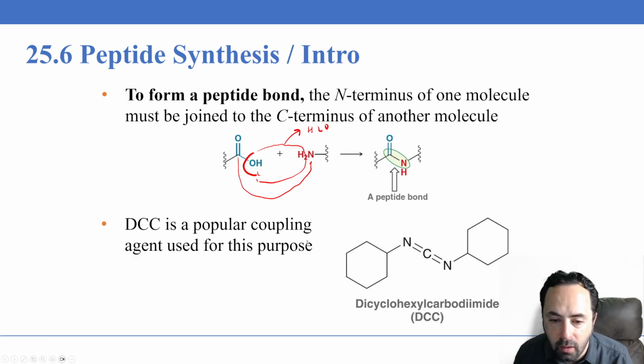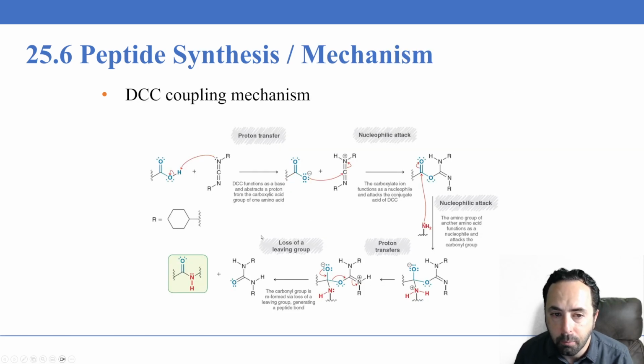So in order to do this, we have a variety of coupling agents that can be used. DCC, dicyclohexylcarbodiimide, can be used, and you can see the structure pictured here. So what is the mechanism for performing an amide coupling using DCC?